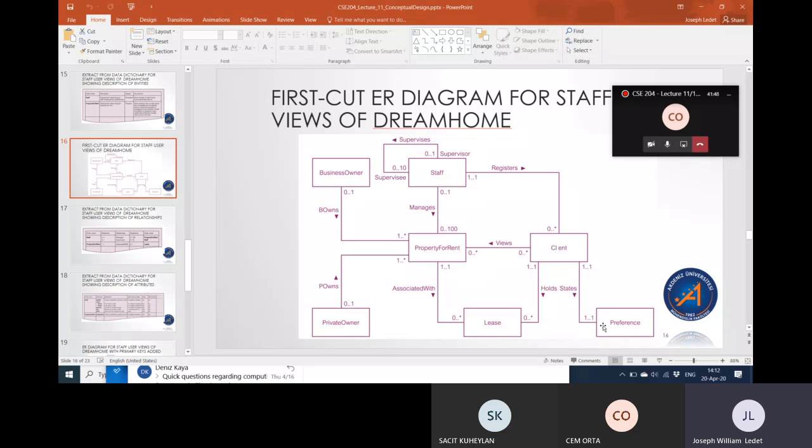One thing I would tell you is we could have also represented this differently. Instead of this lease entity, as far as the diagram is concerned, we could have represented this as a single many-to-many relationship between client and property for rent. That would be the rents relationship. We could say a client can rent many properties. Okay, all right.